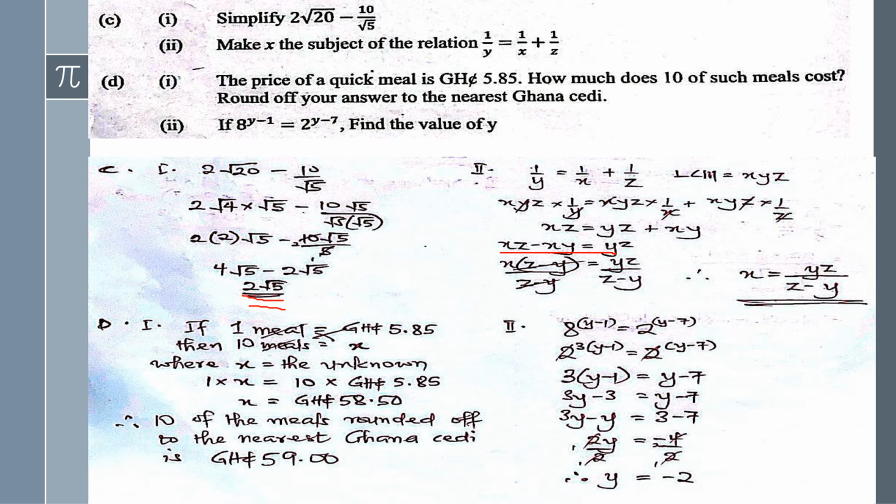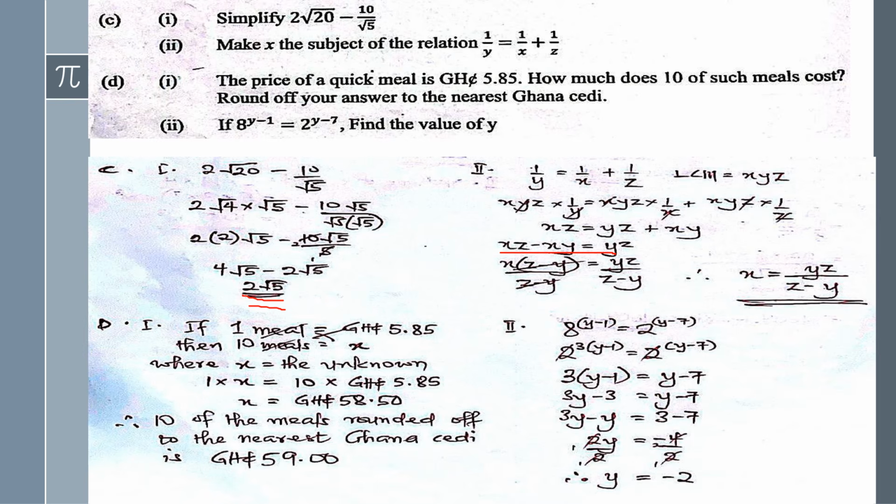DI, it says the price of a quick meal is 5 cedi 85 pesewas. So how much will the person pay if the person goes for 10 of them? You simply multiply 10 by 5 cedi 85 pesewas and you have 58 cedi 50 pesewas. You have to leave your answer in the nearest Ghana cedi, so you leave it in the nearest whole number, that is 59 Ghana cedis.